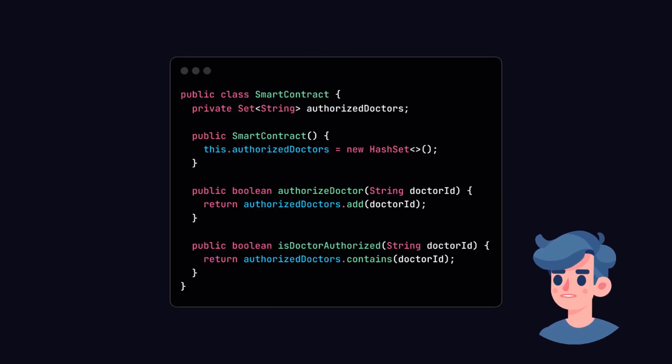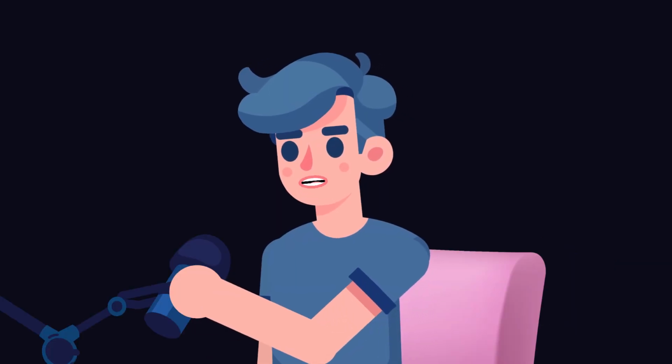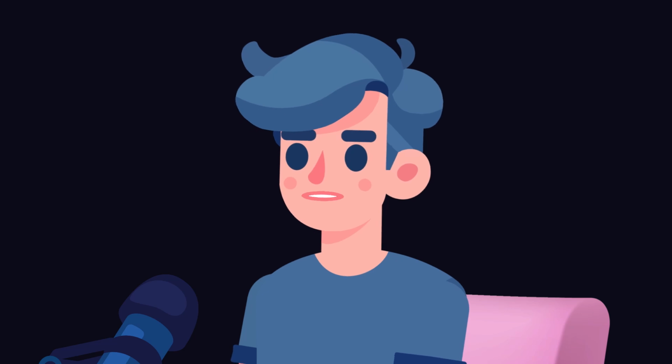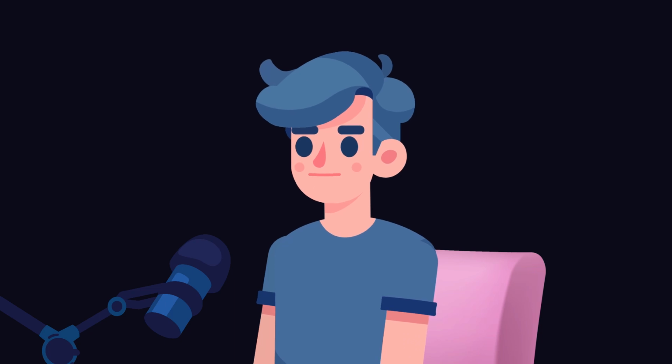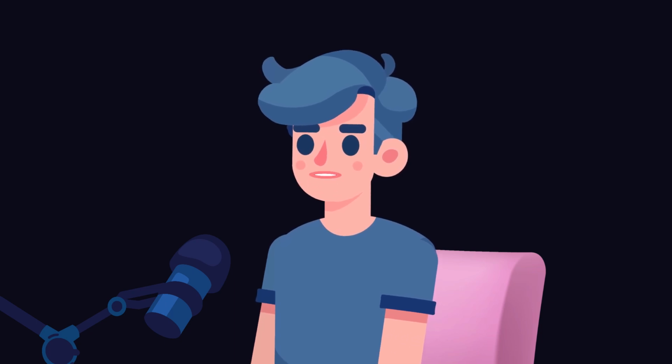Now, it's time to create a simple smart contract. Smart contracts are self-executing contracts with terms directly written into code. In our healthcare application, we might want to ensure that only authorized healthcare providers can access certain patient data. The smart contract class manages a set of authorized doctors. It has methods to authorize doctors and to check their authorization status. This will help keep patient data secure, allowing only verified individuals to access it.